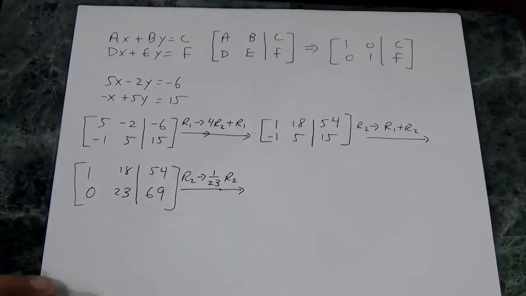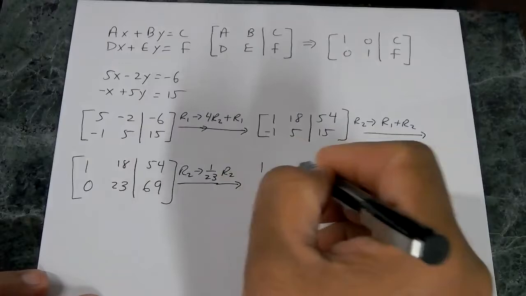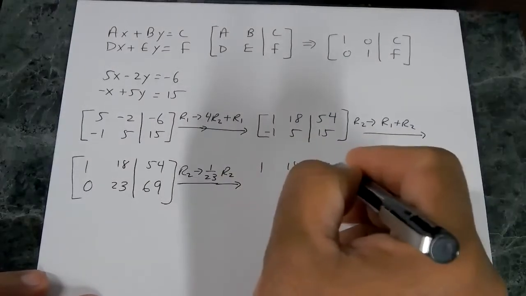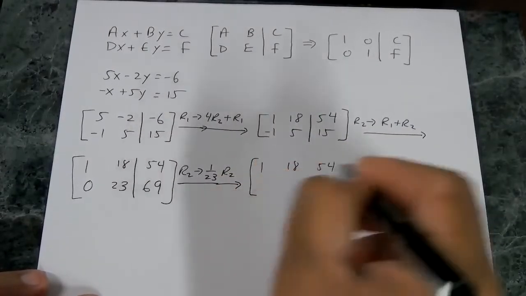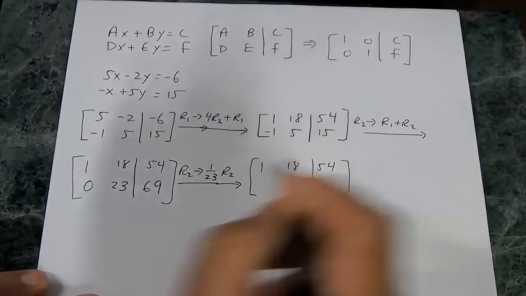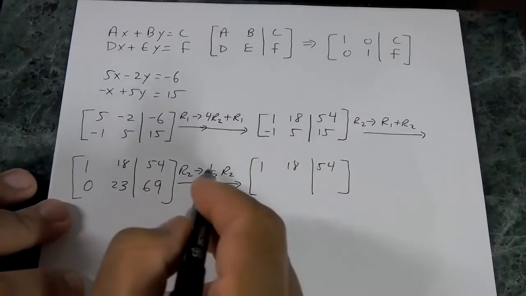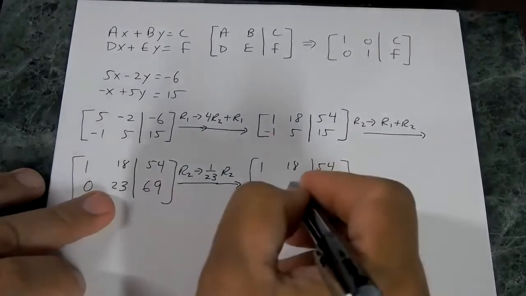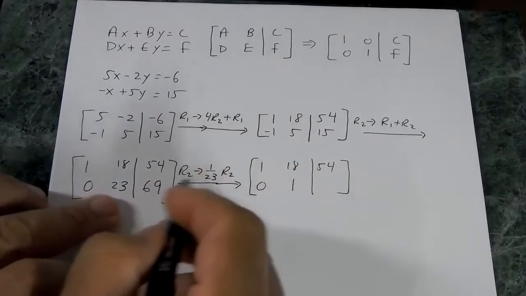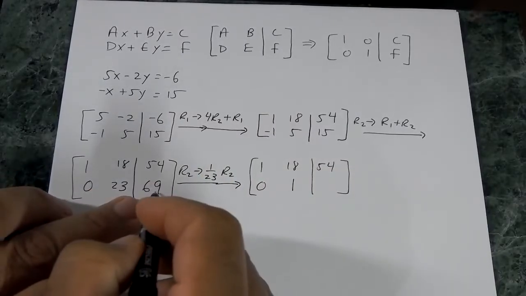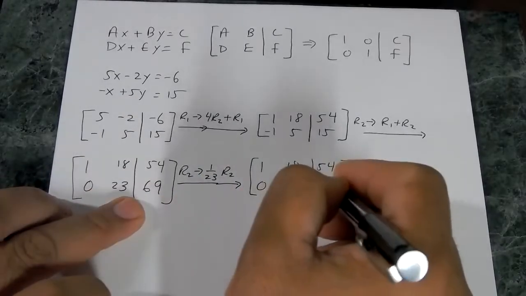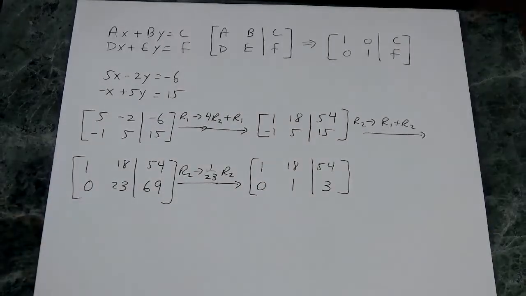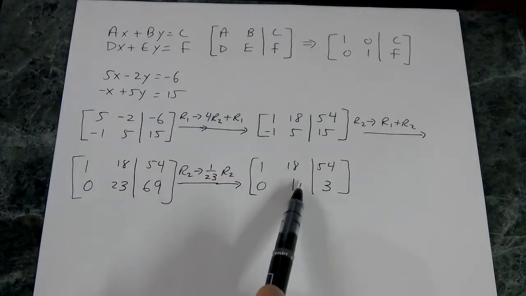Okay, so now I have 1, 18, and 54 because I did nothing to that one. 1/23 of 0 is 0. 1/23 of 23 is 1. 1/23 of 69 is a 3. Okay, we're almost there. So now I got the 1, 0, and I got that 1.